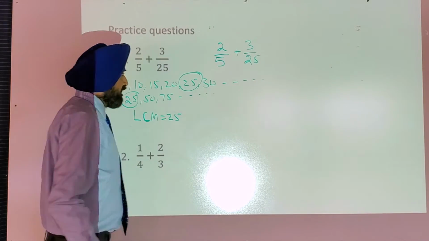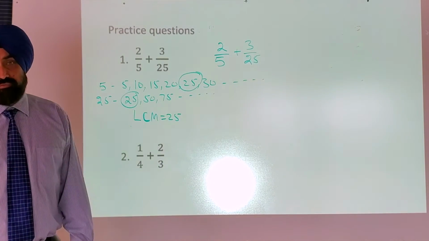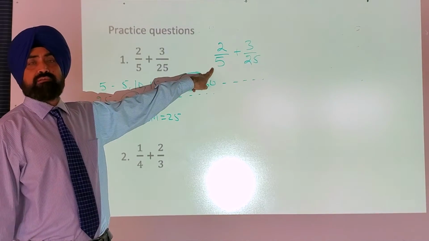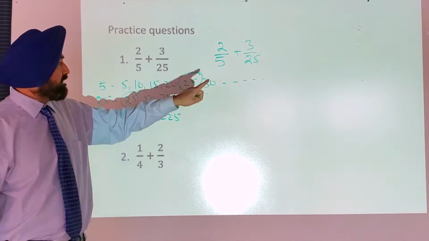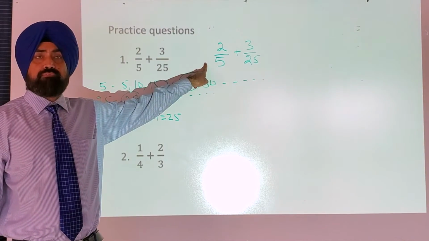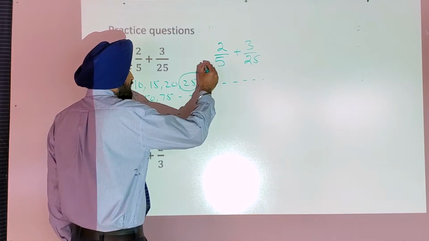This is already 25, right? We don't have to change this 25. We have to make this 25. So we have to think of a number which we can multiply with this number to get 25. So 5 times 5 is 25. So multiply this with 5.